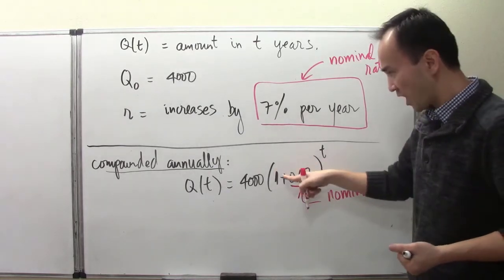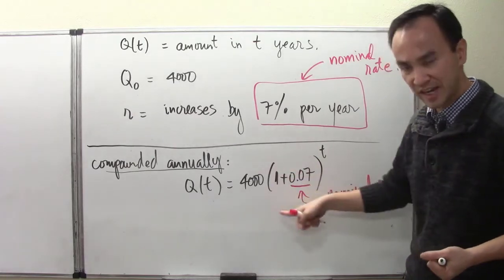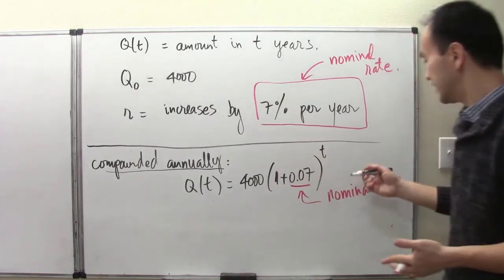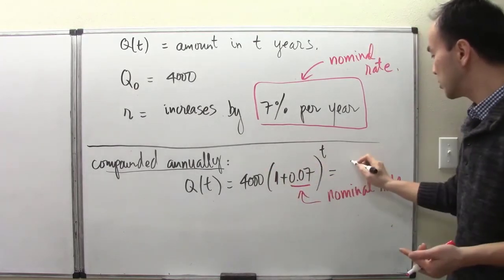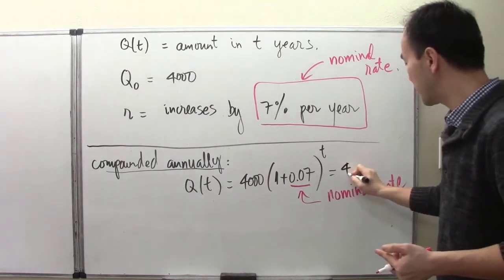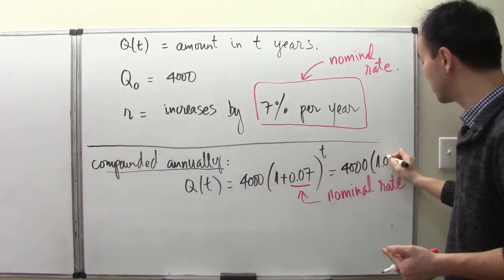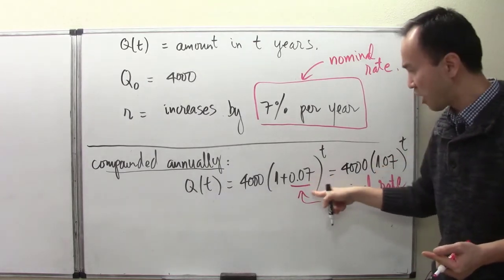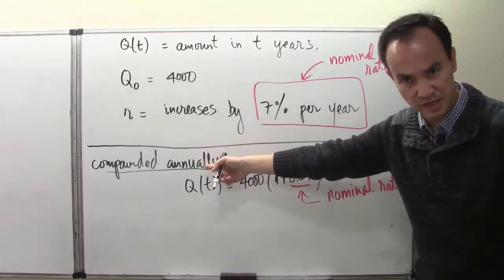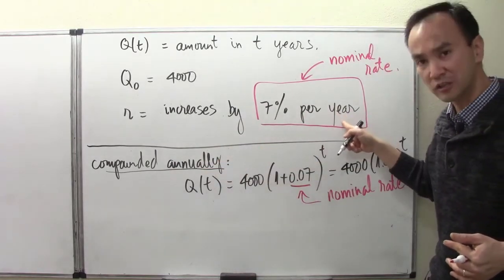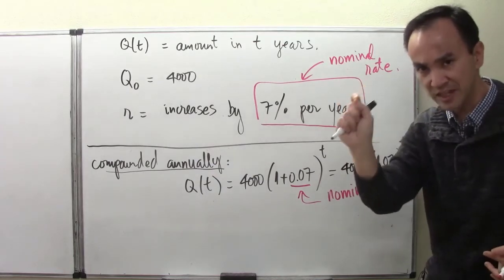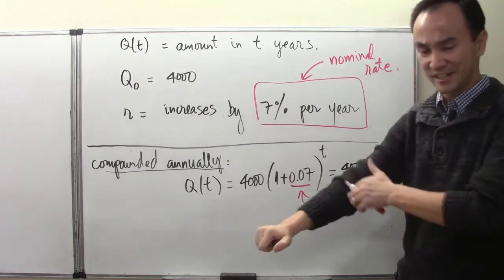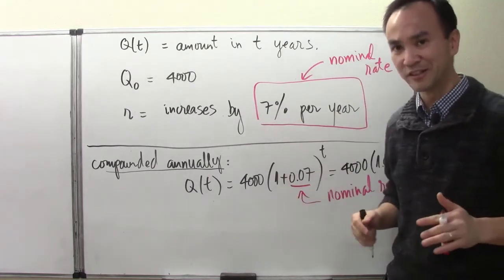This is one version where that nominal rate becomes part of the base of our exponential function. And so the final form is going to be 4,000 times 1.07 to the t. We were using the nominal rate because here the compounding frequency is the same as the default time period. The compounding frequency is once per default time period. I really emphasized that concept quite often throughout the earlier part of this lecture.